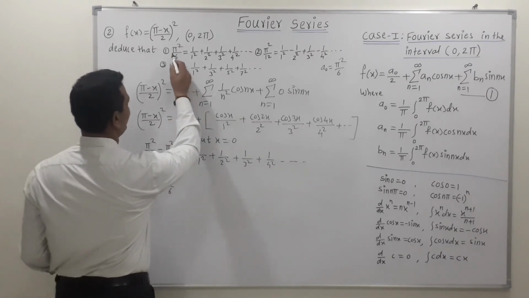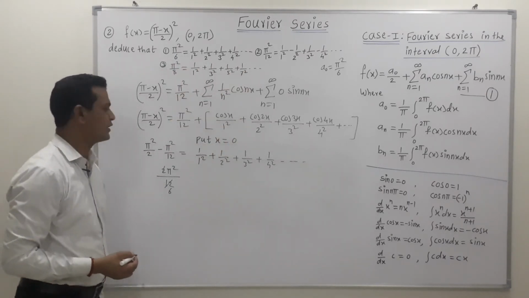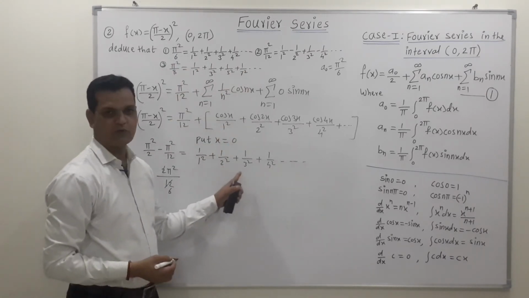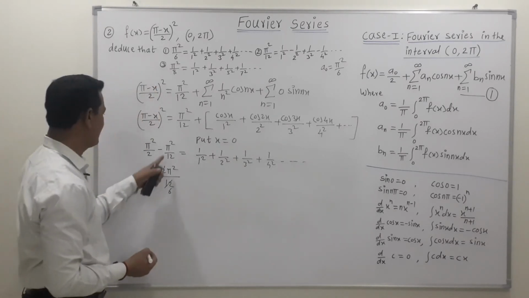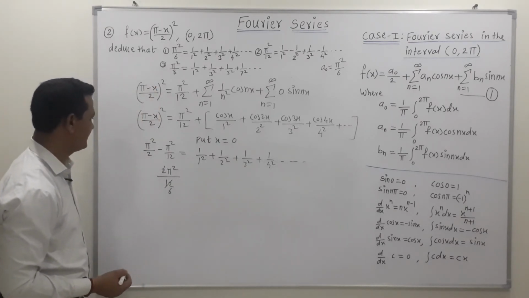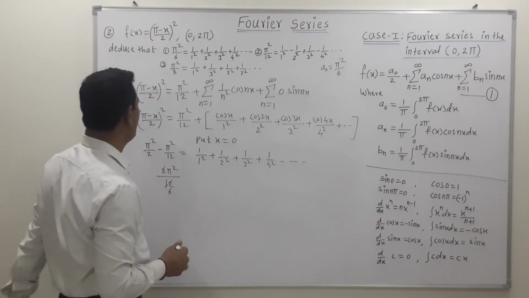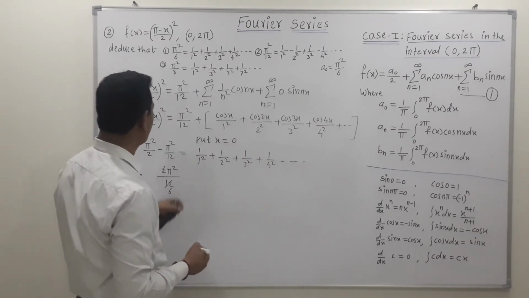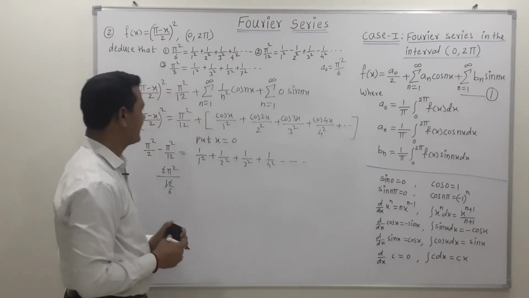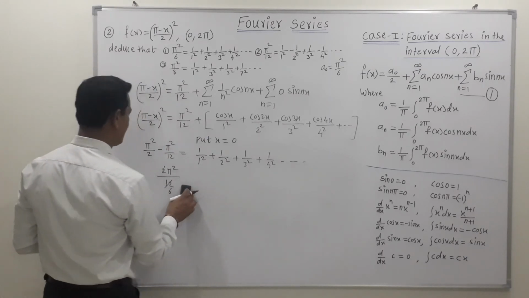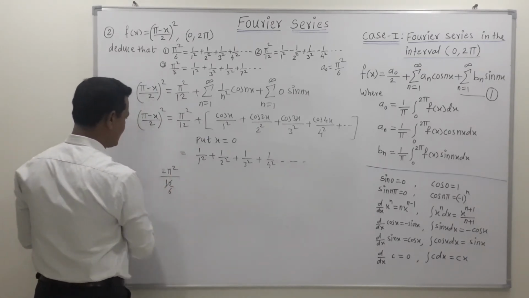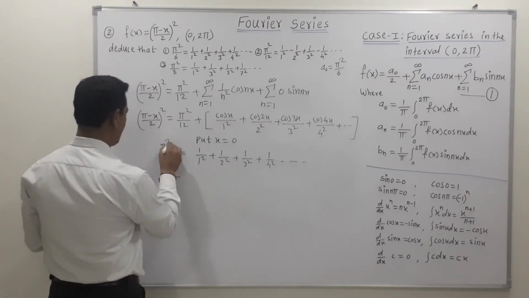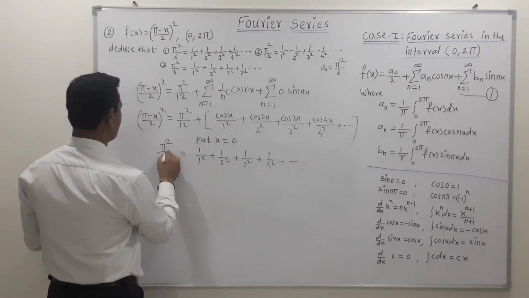So we get the first deduction as pi square upon 6 is equal to 1 upon 1 square plus 1 upon 2 square plus and so on, after simplifying this term. So we get this term. Now the next step is to obtain the deduction for the second term. For this second term, I will write here the first term. So this term is pi square upon 6.